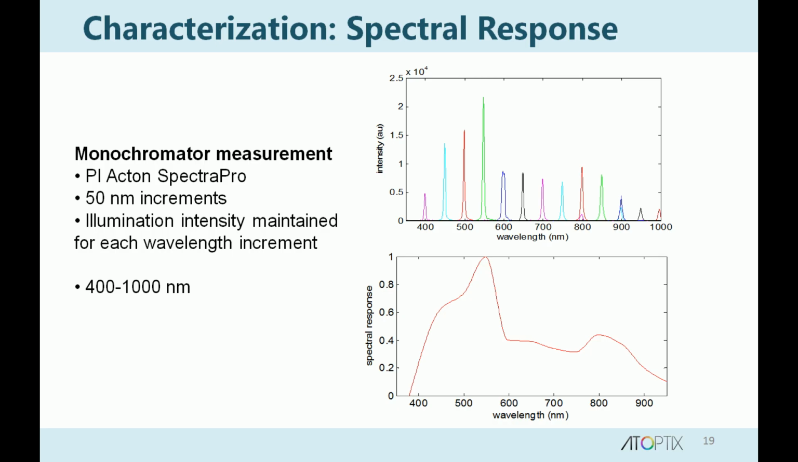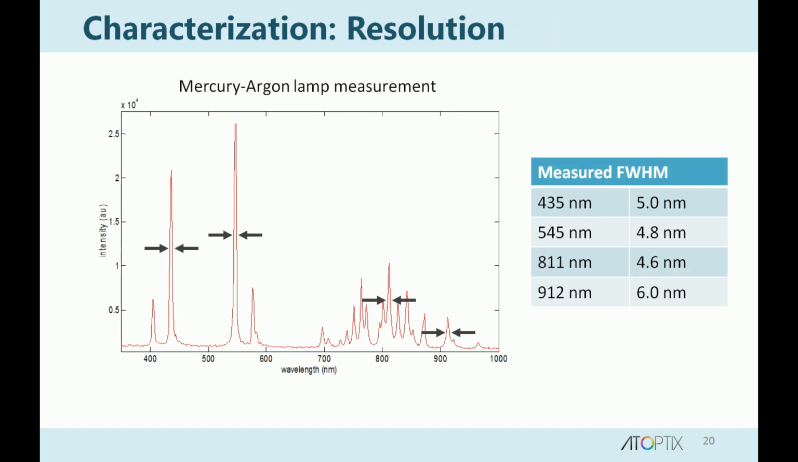We figured out the spectral bandwidth and the spectral response for the system by using a monochromator and stepping through with known intensities for 50 nanometer increments. So we developed the spectral response for the system. Did a resolution characterization across that region using a mercury argon lamp. In this particular design, we set it up to have about a 5 nanometer resolution across the full spectrum.